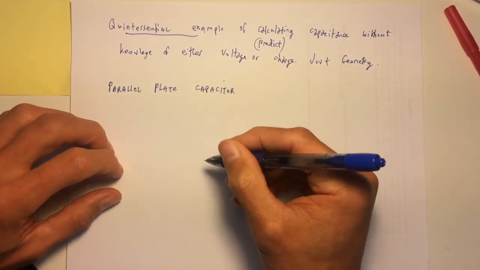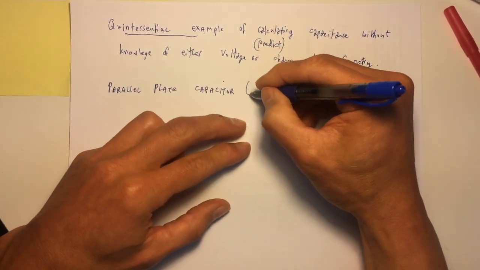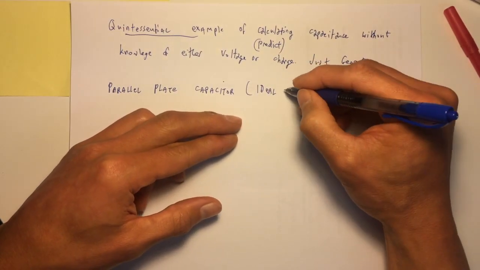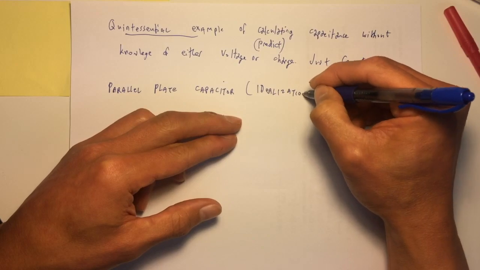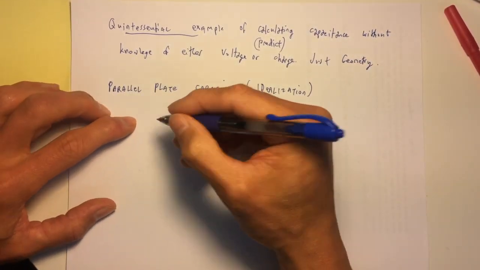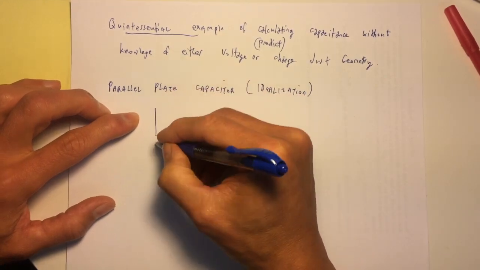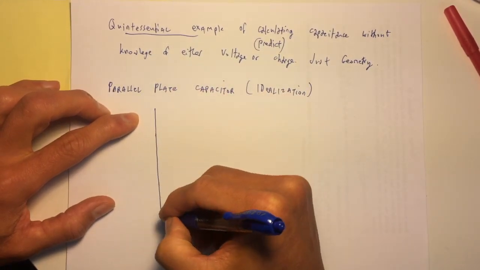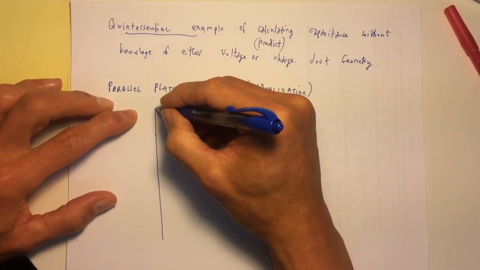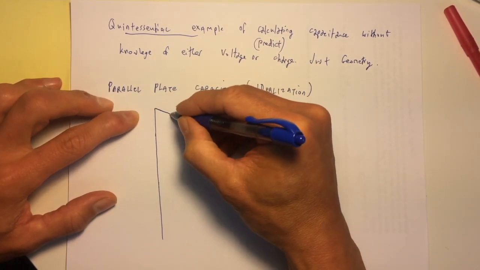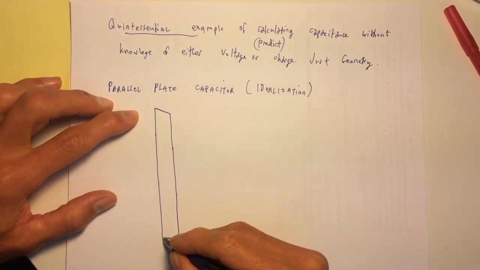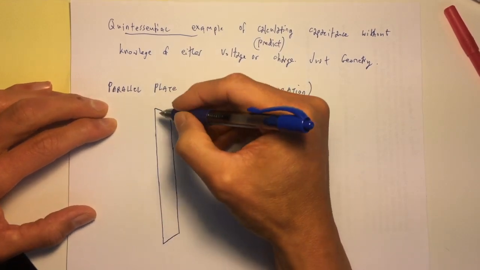And the parallel plate capacitor is an idealization. So I'll describe what's meant by idealization. Here's a drawing of a parallel plate capacitor, or at least a diagram. What you have is one metal plate. I'm trying to draw it so that you can see a little bit of the perspective.